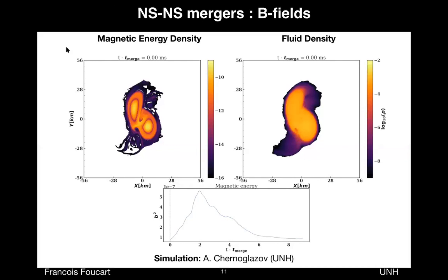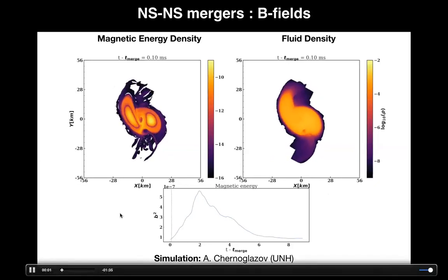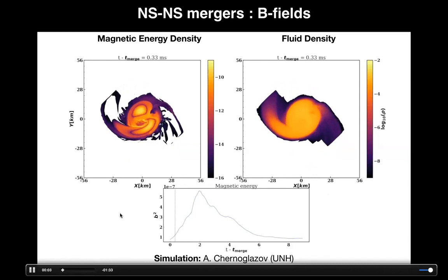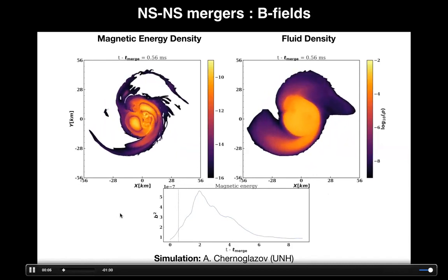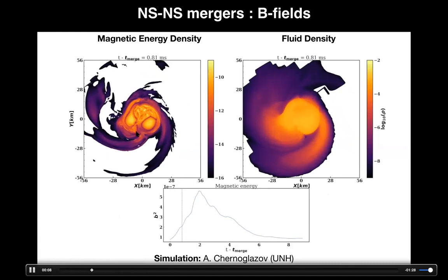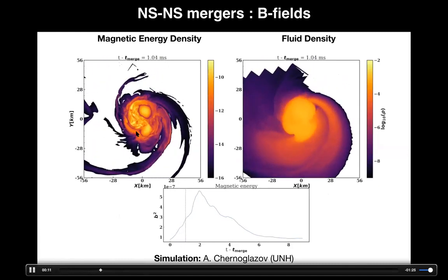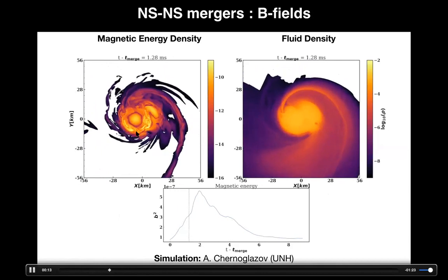So let's start with the magnetic field, and I'm going to use here a simulation by Sasha Chernoglazov, who is a graduate student here at UNH, where on the top right you can see the density of a neutron star merger, a horizontal slice through the merger, and on the left you can see the magnetic energy density. Now I want you to pay attention to what's happening in the shear region between the two neutron stars, where you are going to rapidly grow small-scale instabilities due to the Kelvin-Helmholtz instability. And in that region, you grow small-scale turbulence, and you actually rapidly grow the strength of the magnetic field.